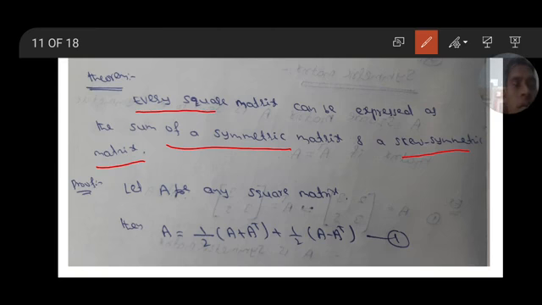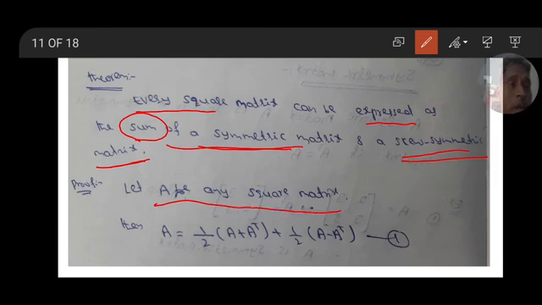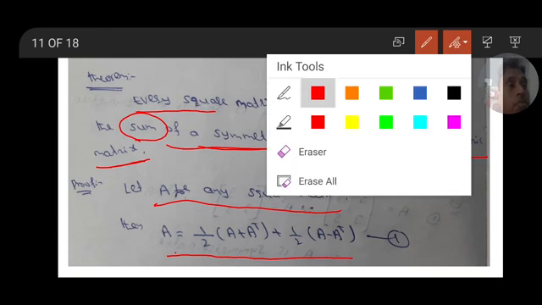First we have to understand the statement of the theorem. Every square matrix, if you take any square matrix, can be expressed as the sum of a symmetric matrix plus a skew symmetric matrix. What is the proof? We have to prove that, let capital A be any square matrix, then A can be written as A equal to 1 by 2 into (A plus A transpose) plus 1 by 2 into (A minus A transpose).